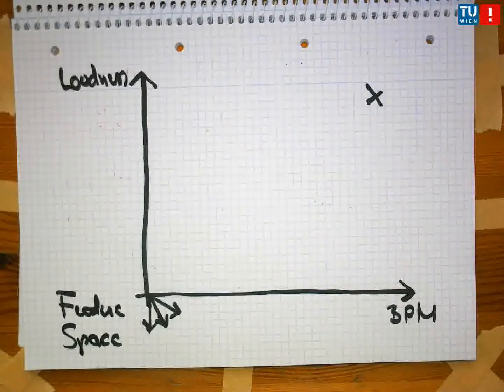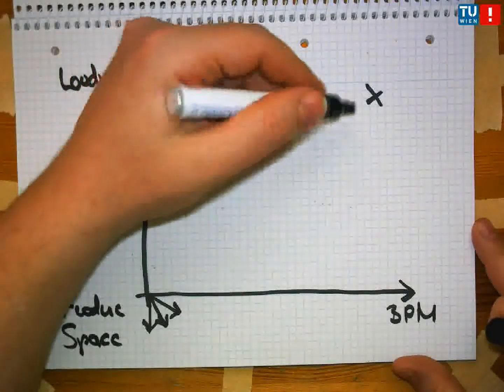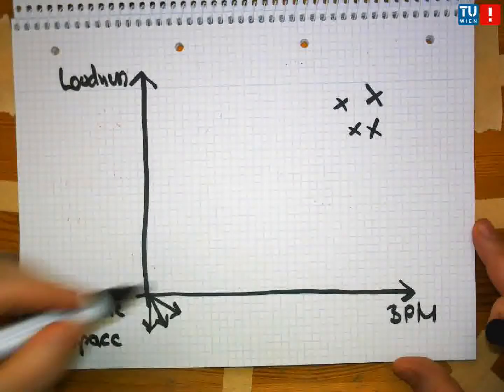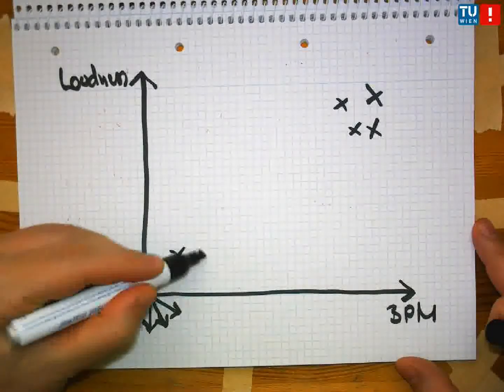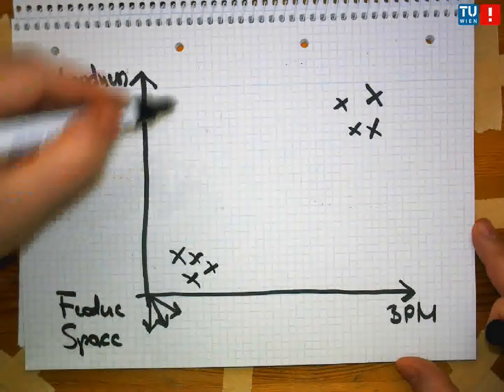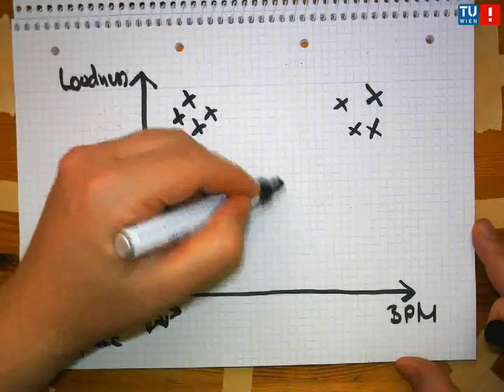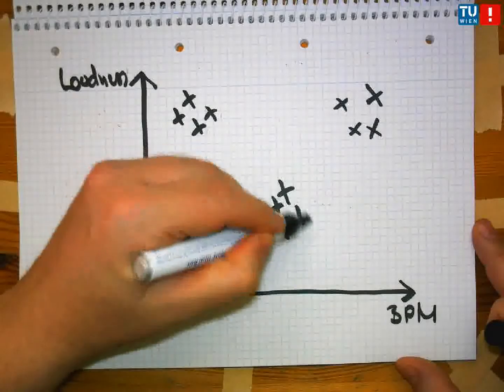Okay, now you know my taste is not the only taste. There are people who have a similar taste, for example. They might be around here. Others like it rather slow and not so noisy. Others like noise, but it must not be fast. And there are other groups.